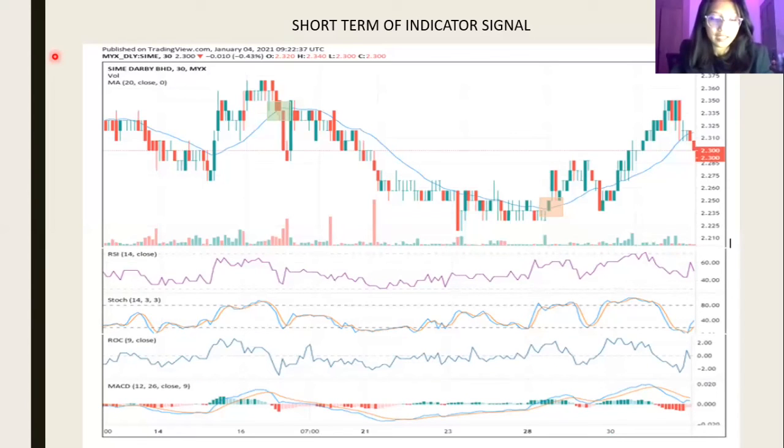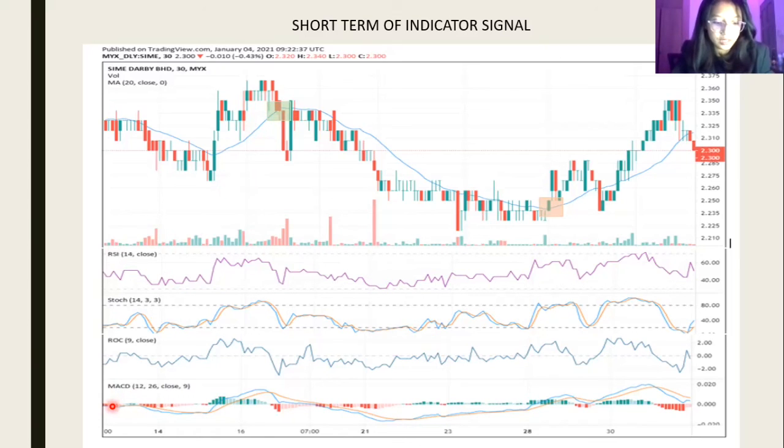Okay, so the indicators of Darby Berhad are analyzed on the short term and intermediate term of indicator signal. So this is the short term basis, from 10th of December 2020 until 31st of December 2020, which makes it 21 days of indicator signal. The MA line has crossed below the buying signal, which is signaling the traders to sell, according to the green box here. And the MACD lines here are the blue and the orange lines.